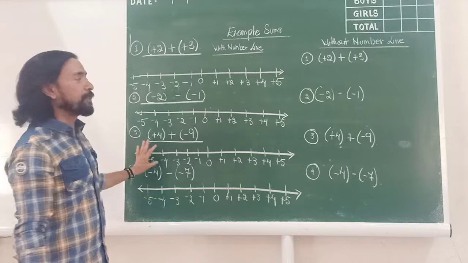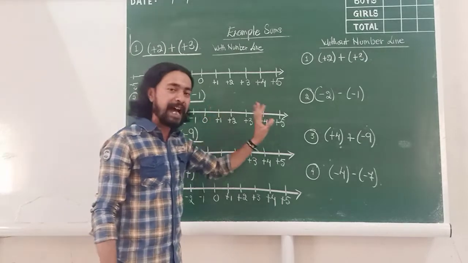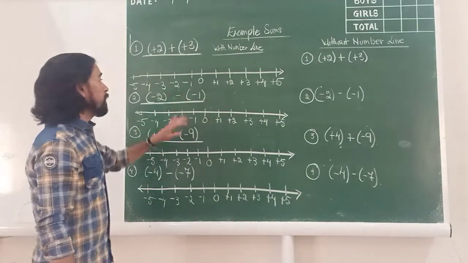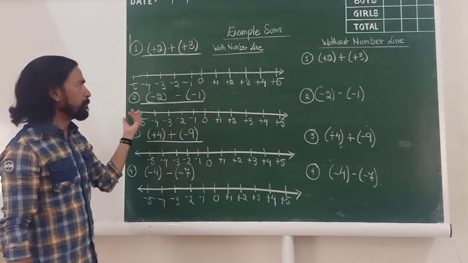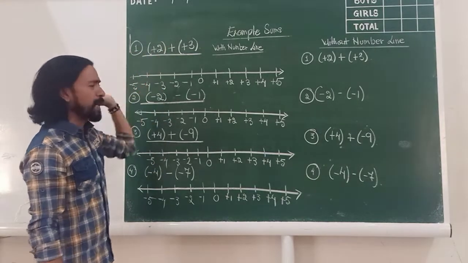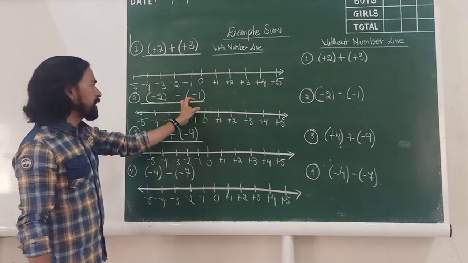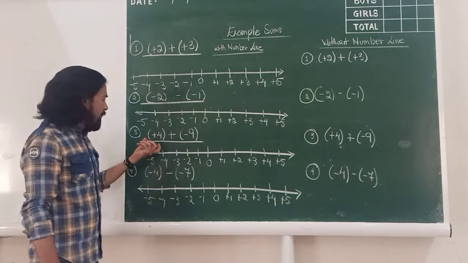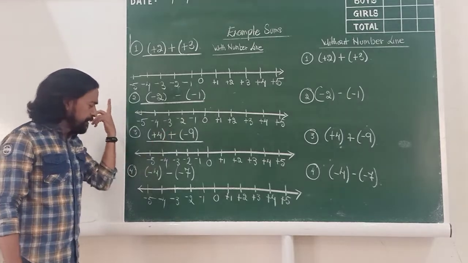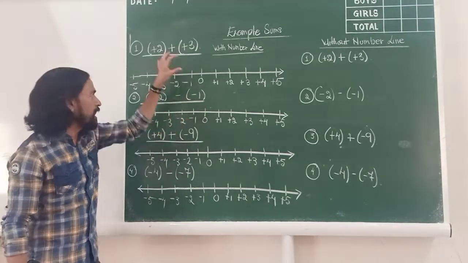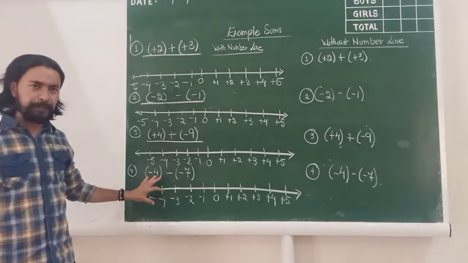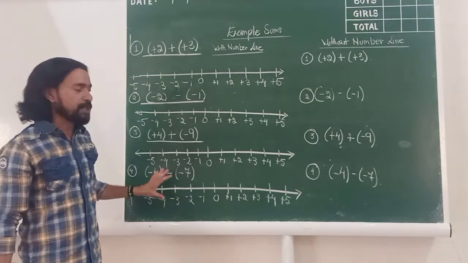But how do they work on the number line? I will show you that also. Now here I have taken very small numbers and I have taken different numbers. I have taken a positive and a positive and added them. I have taken a negative and a negative and subtracted it. I have taken a positive and a negative and added it. I have taken a negative and a negative and subtracted it. So they are different integers and they are different operations.